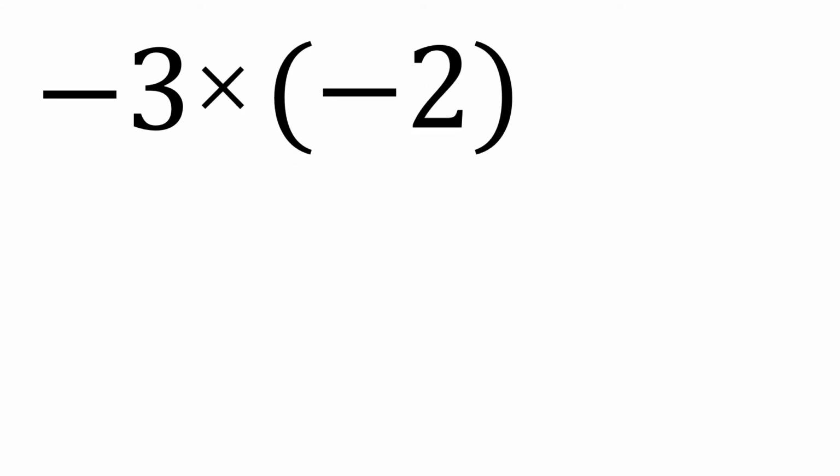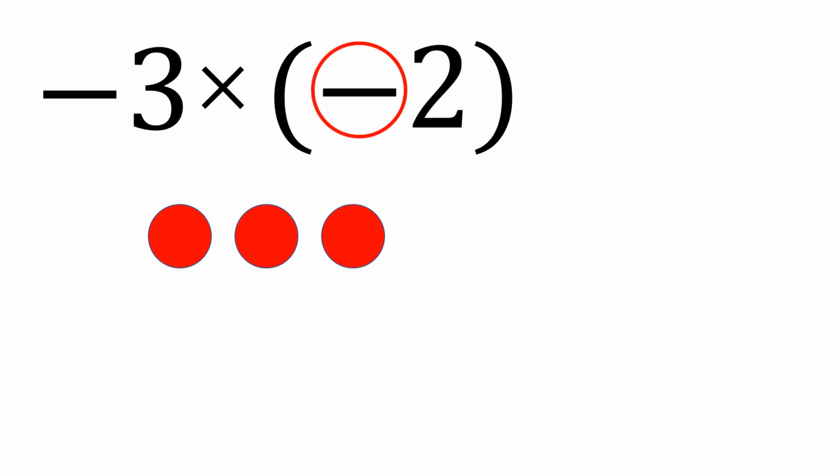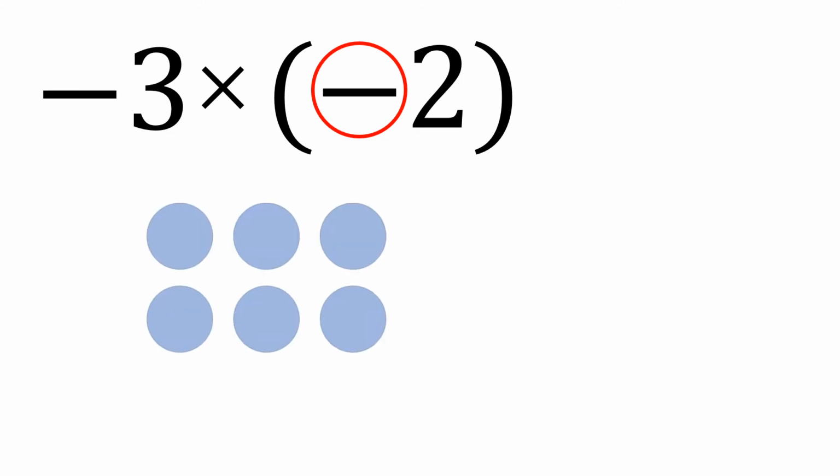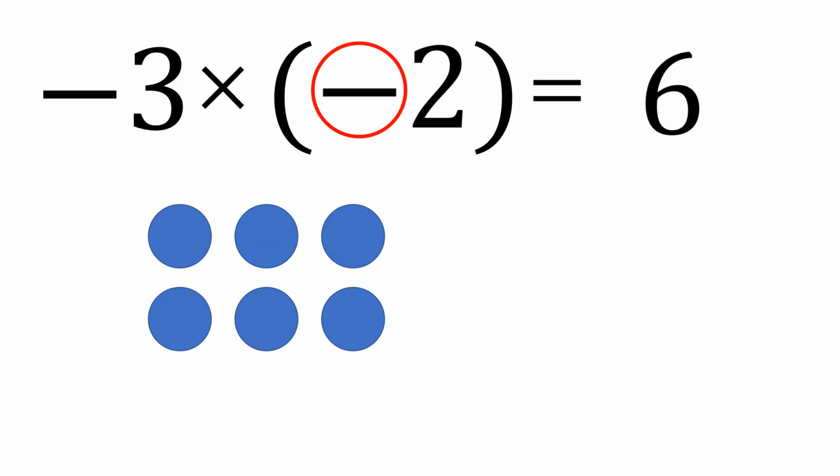Another one, negative 3 multiplied by negative 2. So we visualize negative 3 as 3 negatives. And then we can see again the negative sign in our multiplier, where it means to multiply the opposite. So that means we will change our 3 negatives into 3 positives and multiply it by 2. So we all have 6 positives. That means the product of negative 3 and negative 2 is positive 6.